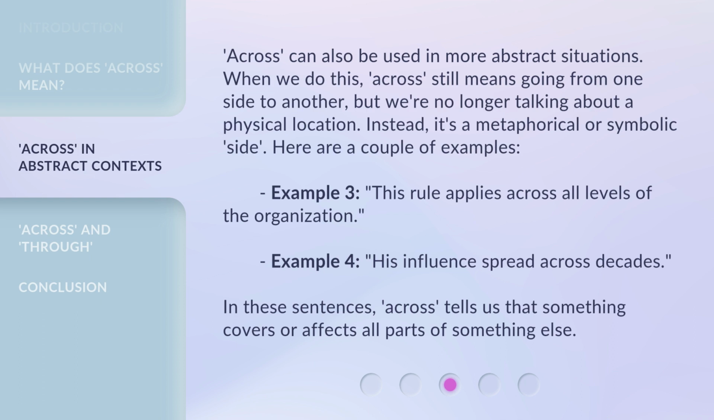Example 3. This rule applies across all levels of the organization. Example 4. His influence spread across decades. In these sentences, across tells us that something covers or affects all parts of something else.